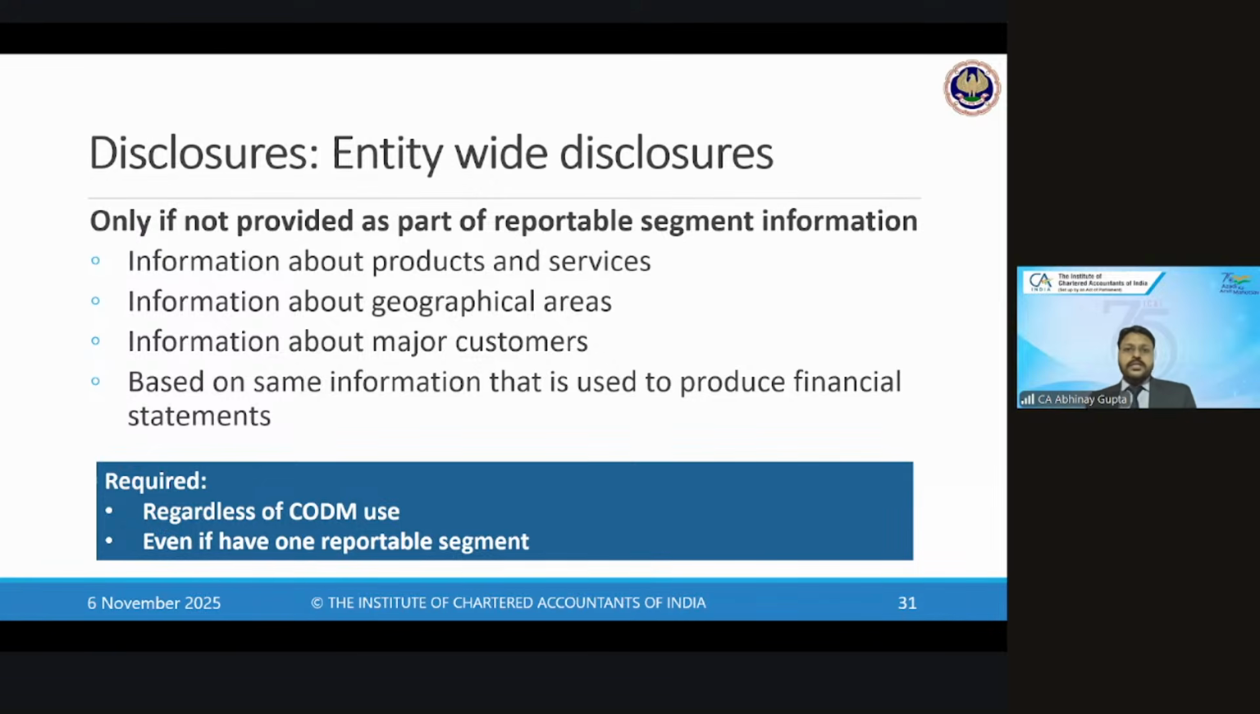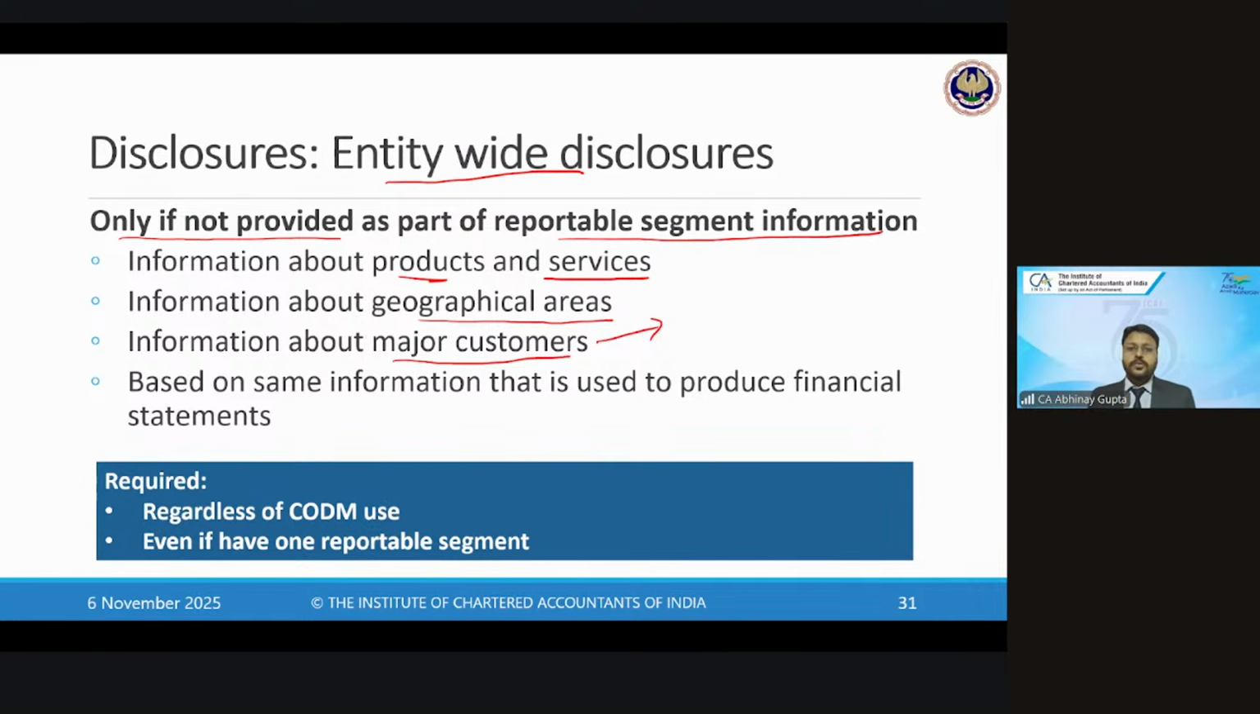Entity-wide disclosures. What are the additional entity-wide disclosures to be provided? These are to be provided only if not provided as part of the reportable operating segment, right? Information about the products and the services of the company, information about the geographical areas in which the entity operates, and information about the major customers. So what about major customers? Name, Aadhaar card, PAN card. What do we need to disclose? Should we disclose the names of the major customers?